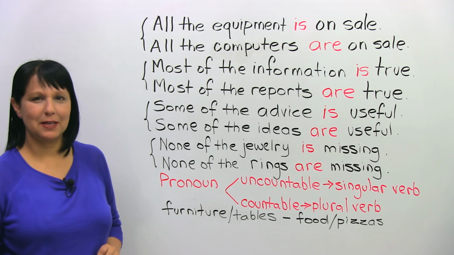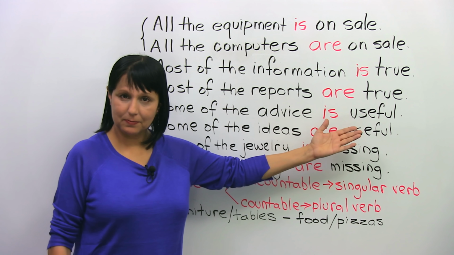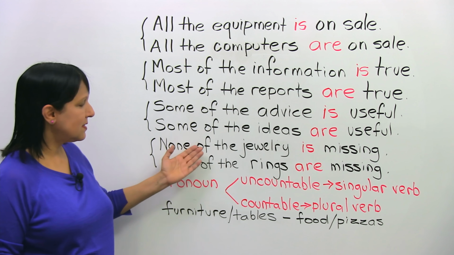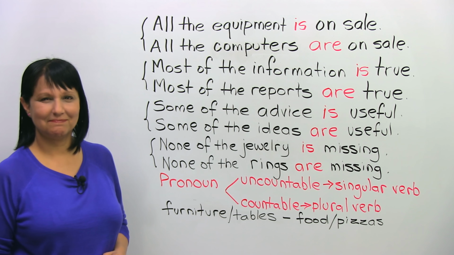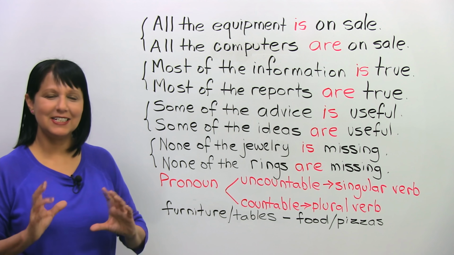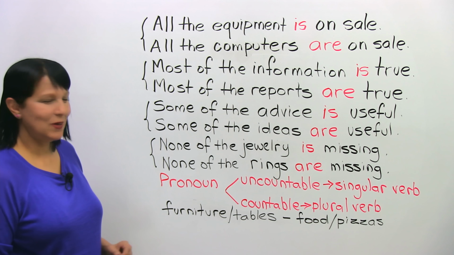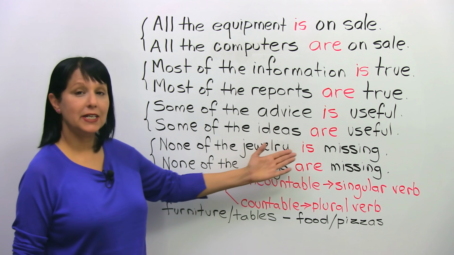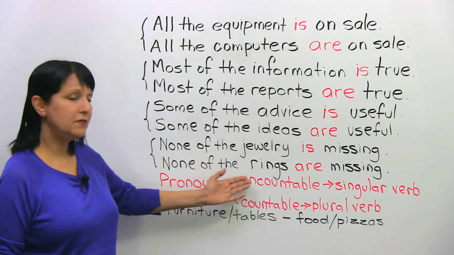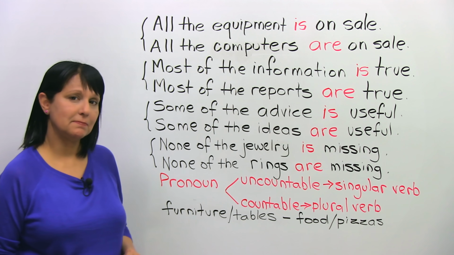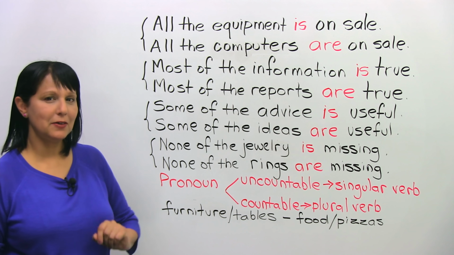Let's look at another example. Some of the advice is useful. Some of the ideas are useful. Okay, are you starting to see a little pattern there? Okay, the last one. None of the jewelry is missing. Or none of the rings are missing. So what's going on here? Did you see the pattern?